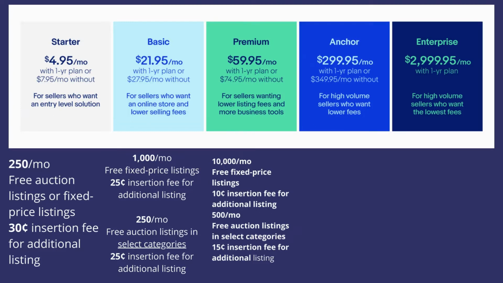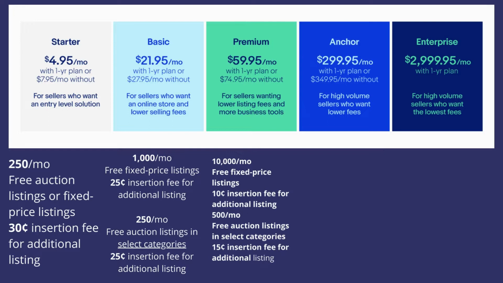And then there's the premium, which is $59.95 a month. That's what I actually have. You get 10,000 free listings along with auctions. And if you go over, it's 10 cents insertion. I think that the basic and the premium may even be about the same. I'm not positive. One of them's about the same, but you get more perks than if you had the smaller store.